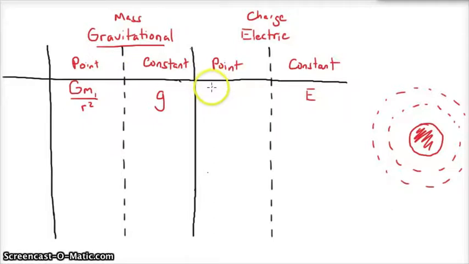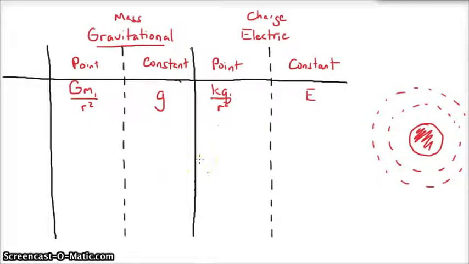And our equation for an electric point field is actually very similar. We're going to use a different constant, k, and we're going to use a charge instead of a mass. But other than that, the equation is the exact same. And you're going to find that that is the case with all of the following equations we're going to talk about.